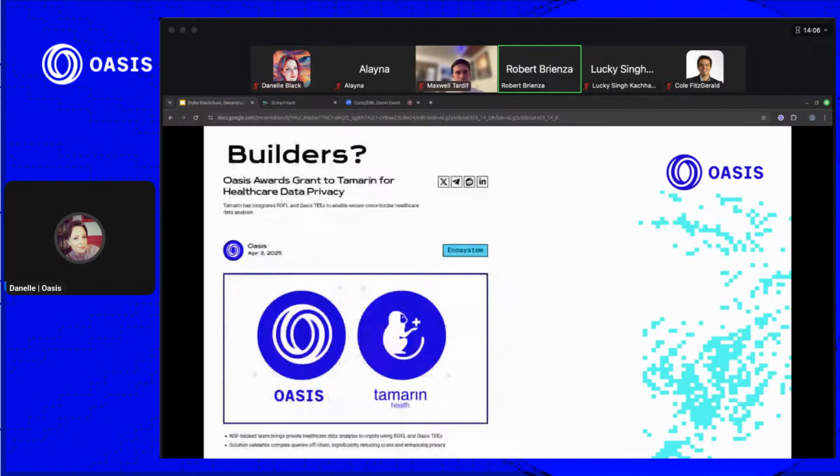But yeah, overall, there's one more thing. So the next thing to think about is, well, okay, we have this system. It's technically on mainnet. We have this demo, but what else can we build with it? Are there people actually building on this? And I can't tell you everything that's being built, but one of the things that was recently announced in early April is this grant award for Tamarin. And basically, they're going to be using Raffle and Oasis TEs for healthcare data privacy.